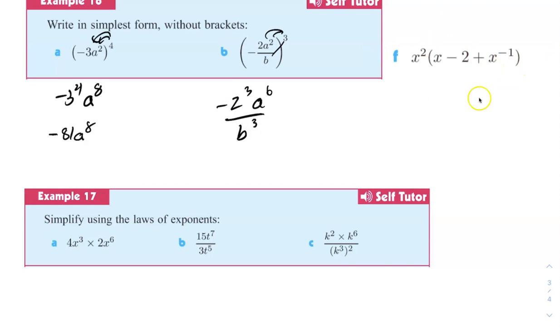This one here, we're going to distribute. Now remember, if you don't see a power, it's a power of 1. X squared times x to the 1st is x to the 3rd, minus 2x squared, plus x squared times x to the negative 1. Again, you add the powers, so 2 plus negative 1 is just x. So it looks like that.